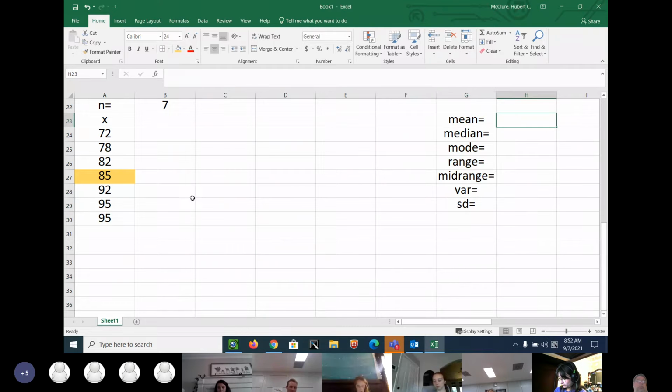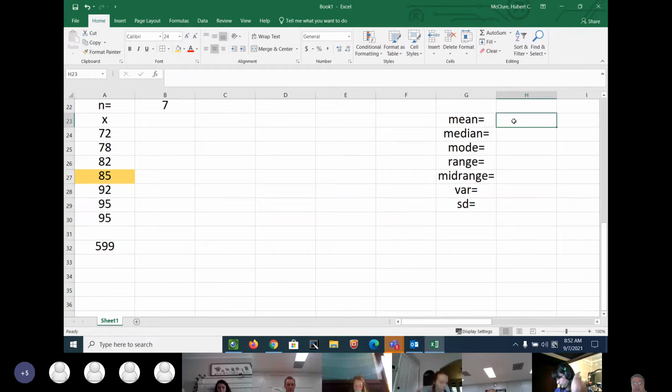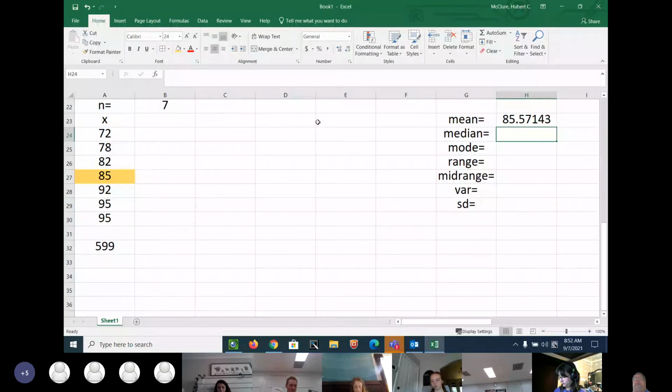So the mean, we're going to add up all these numbers and divide by 7. And I got 85.57143. Thumbs up, down. All right. Median. We already got that. That is right there. Mode. I really don't care about the mode, but it looks like 95 is the mode.